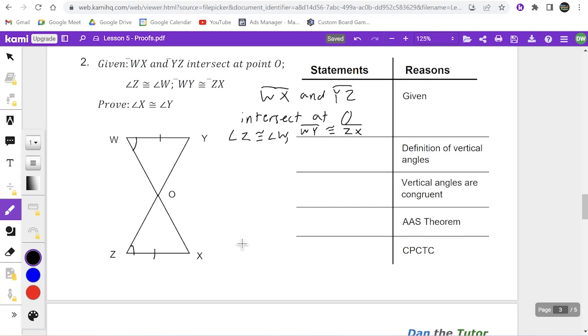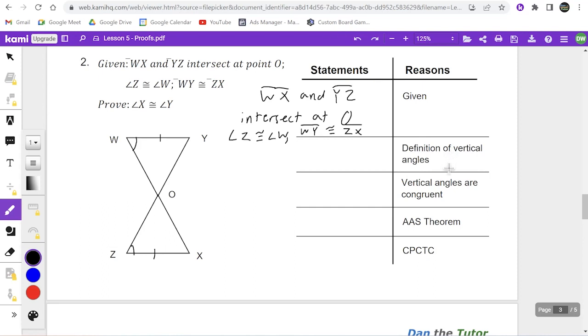And by the way, you cannot say WO is congruent to OX like we did the last one, because that had the word bisect, or even midpoint would work. Do you see the word bisect or midpoint in the givens here? No, we do not. So in other words, the 2 black lines I have highlighted are not congruent yet. I can't say that. Instead, I look at my next reason, and it says definition of vertical angles.